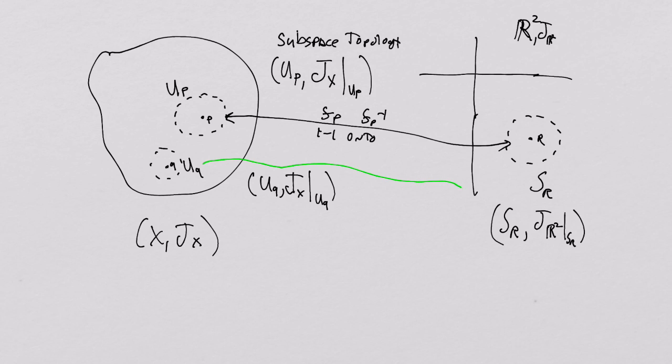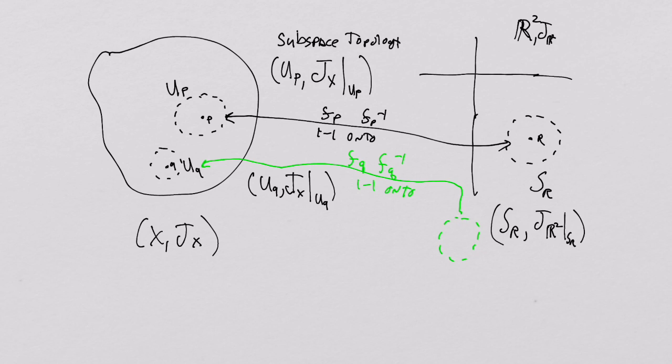Let's do it in green, I guess. Let's put it down here. Can I find this homeomorphism? F_Q, wow, that's a bright green, isn't it? F_Q minus 1, one-to-one and onto. Can I take the neighborhood of Q and find its homeomorphism to some point over here?